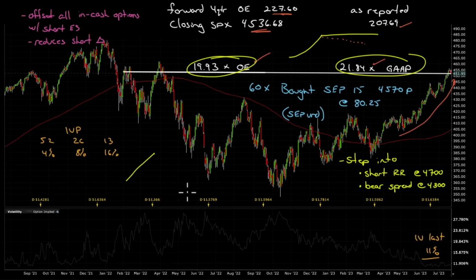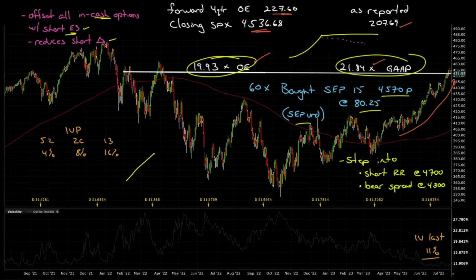So I offset all my in-the-money options with short ES. In other words, I took all the profit from all the in-the-money puts, and then I took losses on my ES to equal my gains, so that I have zero loss, zero gain on everything that I closed. I have a much smaller short position on ES. And then I replaced all of that delta by buying puts. I bought the 60 September 15th 4570 puts at 80.25 with the September underlying, not the December underlying.